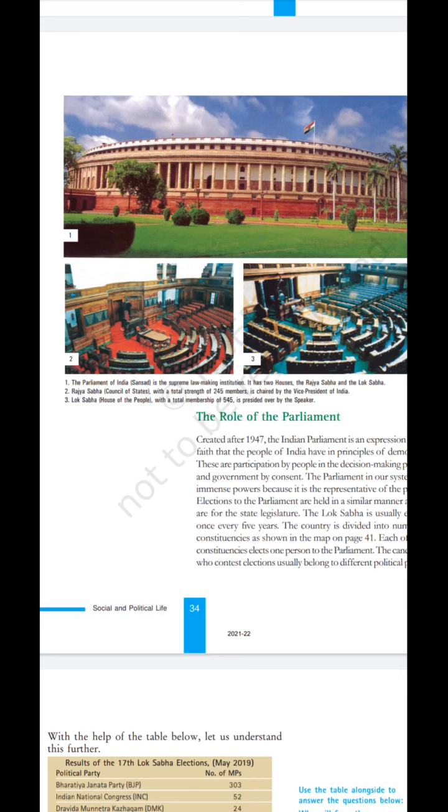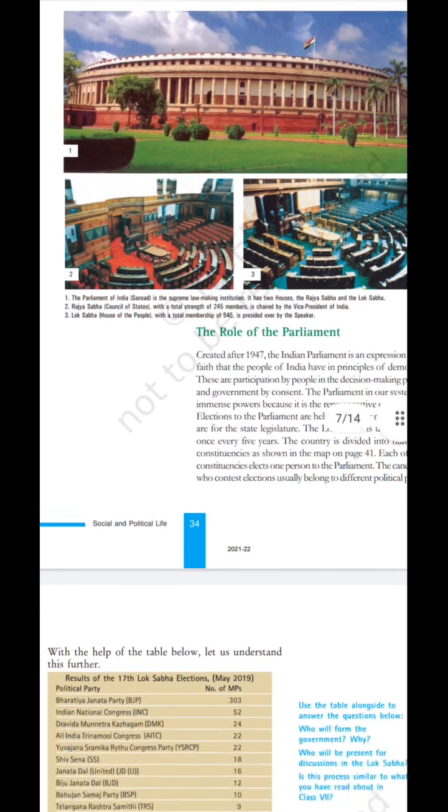Elections to the Parliament are held in a similar manner as they are for the state legislature. The Lok Sabha is usually elected once every 5 years. The country is divided into numerous constituencies as shown in the map on page 41. Each of these constituencies elects one person to the parliament. The candidates who contest elections usually belong to different political parties.